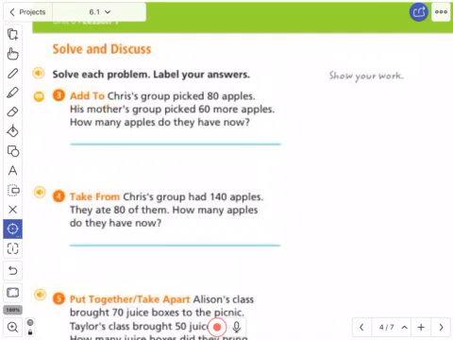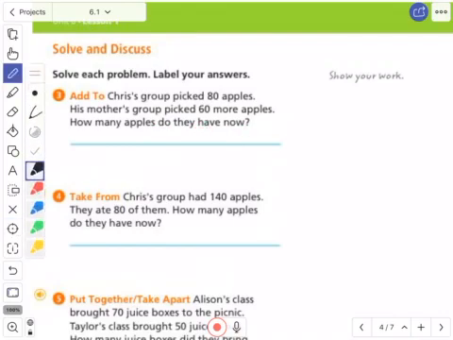So it's going to be something we're going to be kind of learning about. So you start with something and you add to it to get your answer. Chris's group picked 80 apples. His mother's group picked 60 more apples. How many apples do they have now? Okay, I'm going to do a math mountain.